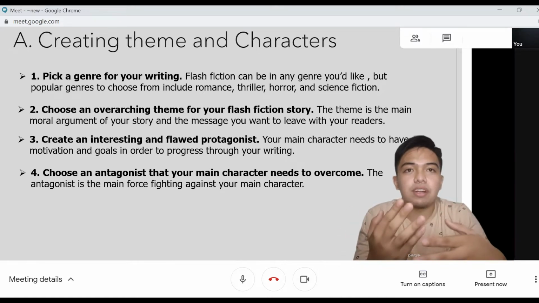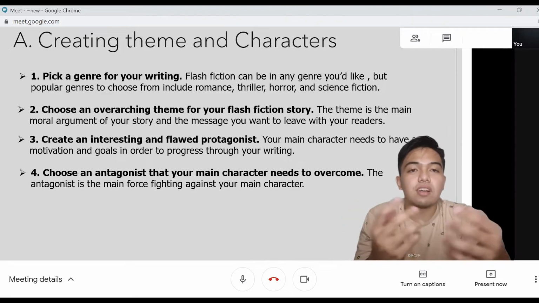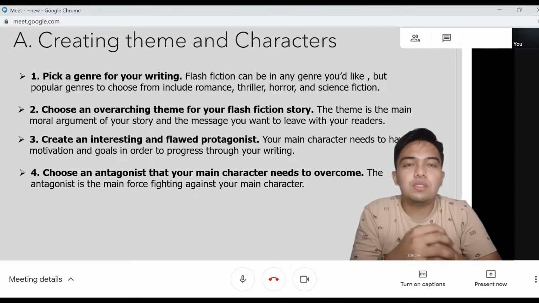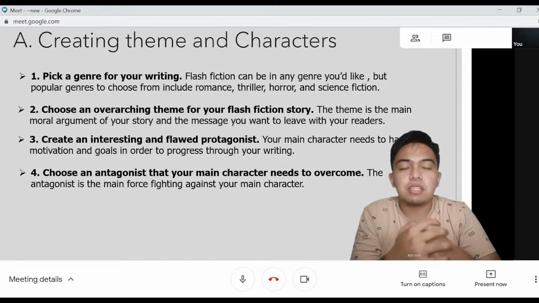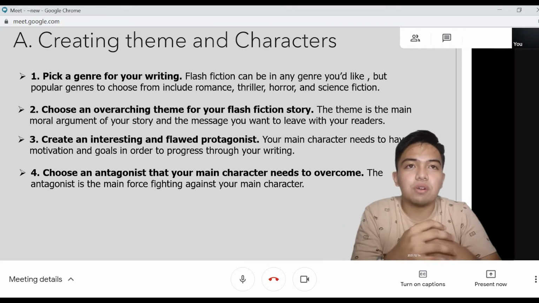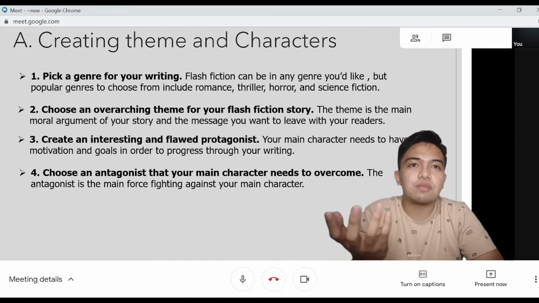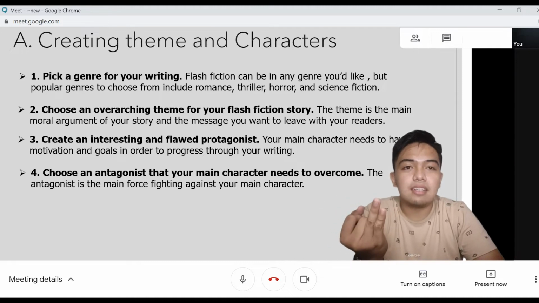Brainstorm the type of narrative you'd like to write and like to read so you can start thinking of ideas. Number 2, choose an overarching theme for your flash fiction story. The theme is the main moral argument of the story and the message you want to leave with your readers. Some common themes you can use for your flash fiction include love, family, death, and power.